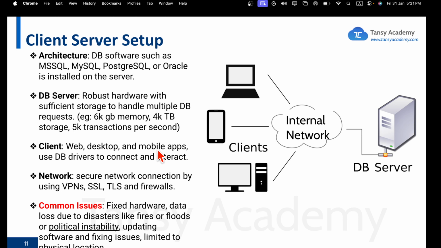So we already talked about this. These are the clients. A client can be web, desktop, or mobile apps. They use DB drivers to connect and interact with your server. So they install something like DB drivers so that when they try to connect, both can communicate properly. This is the network. It is a secure network so that outsiders cannot hack this system or enter into a DB server without proper security.